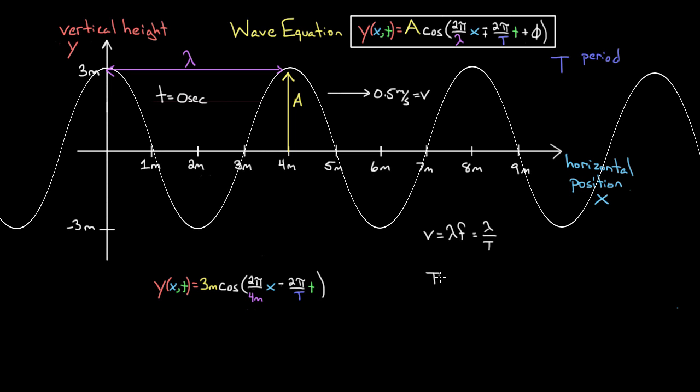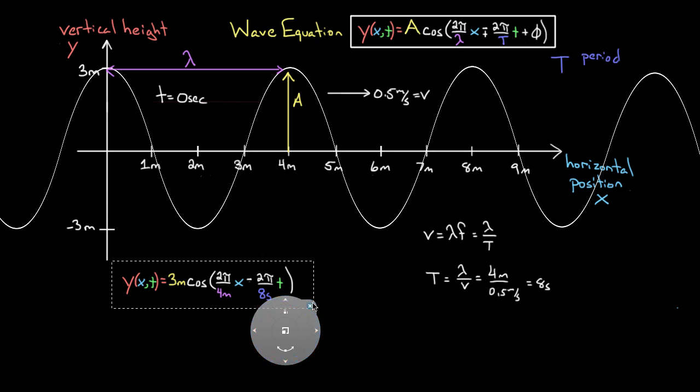I can say that the period of this wave, if I'm given the speed and the wavelength, I can find the wavelength on this graph. I'd say that the period of the wave would be the wavelength divided by the speed. So our wavelength was 4 meters, and our speed, let's say we were just told it was 0.5 meters per second, would give us a period of 8 seconds. So we'd have to plug in 8 seconds over here for the period. And there it is. That's my equation for this wave.